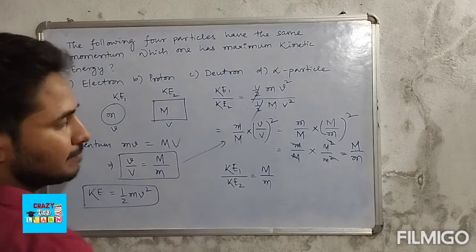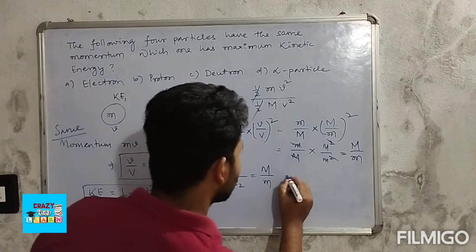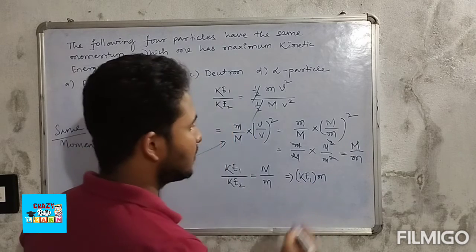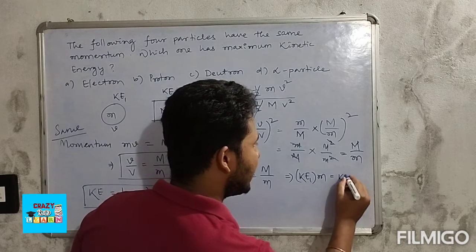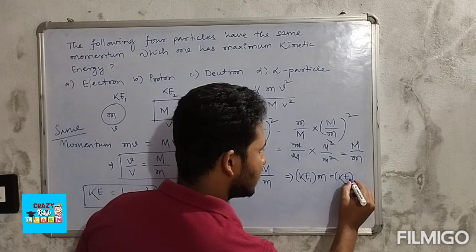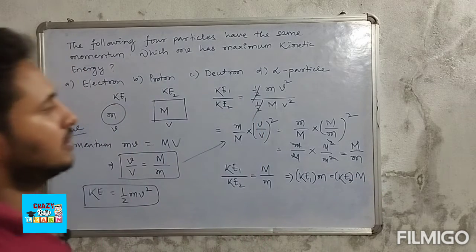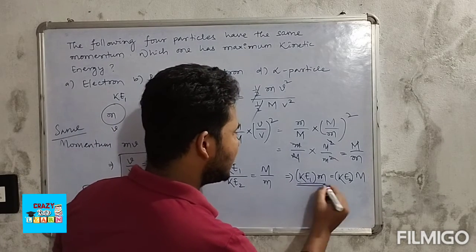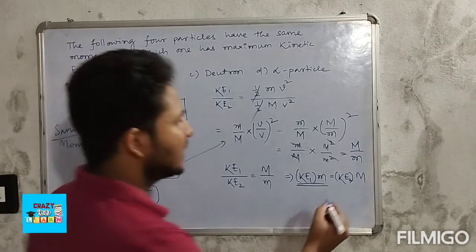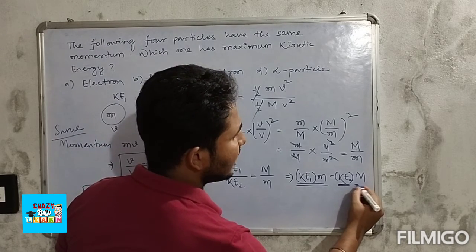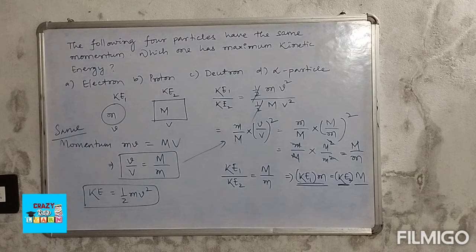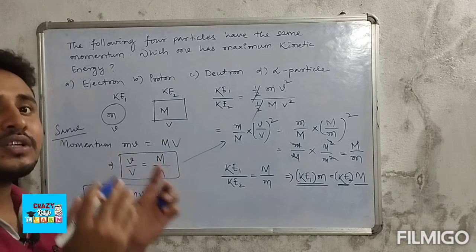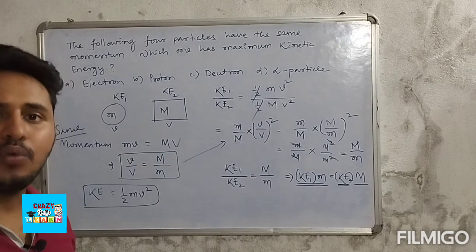Just cross multiply. What will we get? Now the kinetic energy of the first object into the mass of the first object is equal to the kinetic energy of the second object into the mass of the second object. So the product of the kinetic energy and mass of the first object is equal to the kinetic energy and mass of the second object. So we know that when two factors are there and two factors, the product is the same for different cases. Then what is the relation?